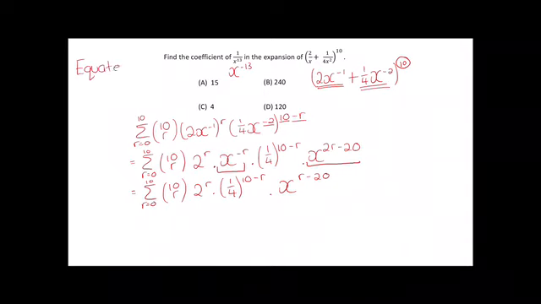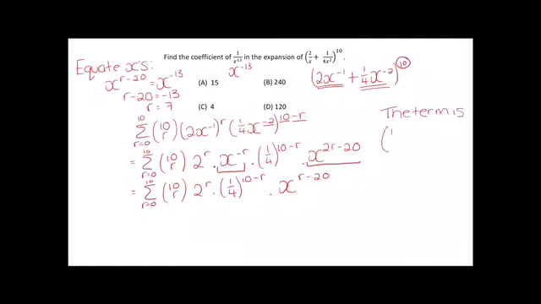So that's us now at the point where we can equate our x's. So we've worked out that x is to the power r minus 20, and we're interested in the coefficient of x to the power negative 13. So r minus 20 must be equal to negative 13, add 20 to both sides, so r must be equal to 7. So the term that we're looking at is 10 choose 7, 2 to the power of 7, times 1 over 10 minus 7, so 1 over 4 to the power of 3. And then we've got our x to the negative 13, which is what we were interested in from the start.